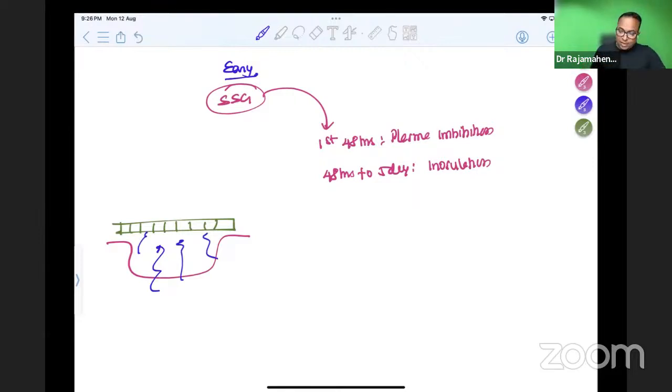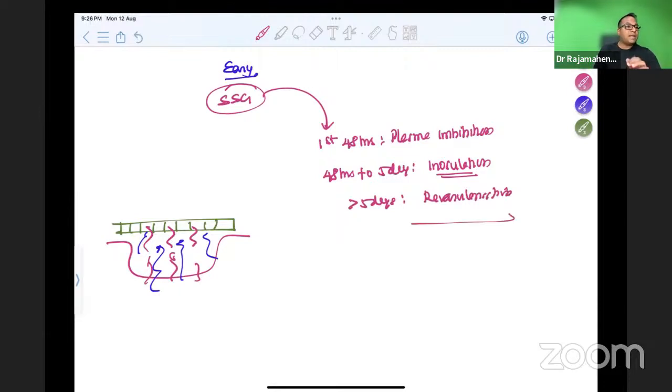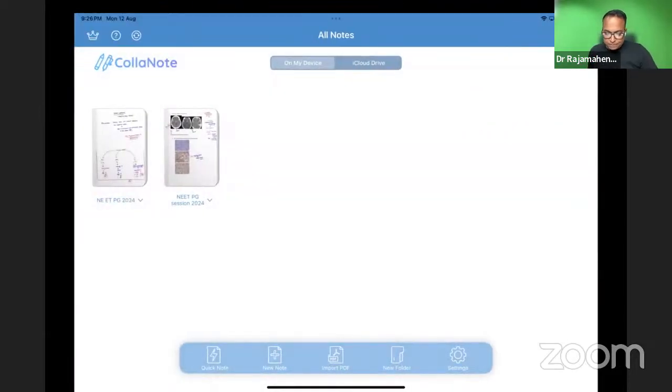But after 48 hours, new vessels form from above to below like this. Those vessels will align. That is called inosculation. And after 5 days, revascularization happens, and the graft gets its blood supply from the recipient area. This is the same question, the same concept, asked in a tougher way.